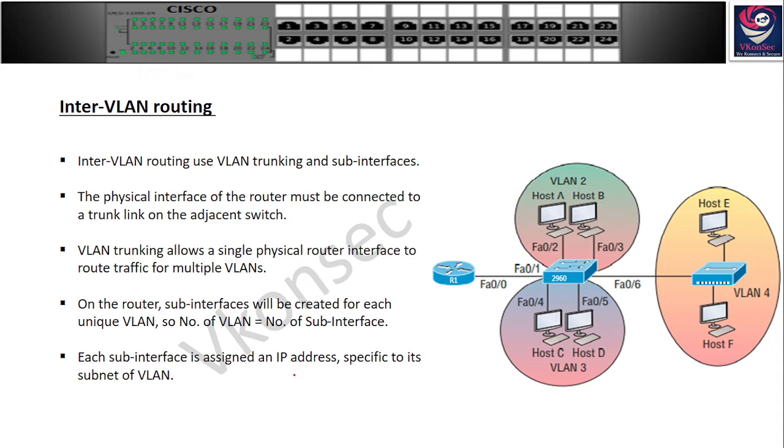Each sub-interface is assigned an IP address specific to the subnet of its VLAN. So every VLAN will be assigned some IP, and according to that IP address, you have to configure that IP address at this sub-interface, right? We'll learn in the lab.